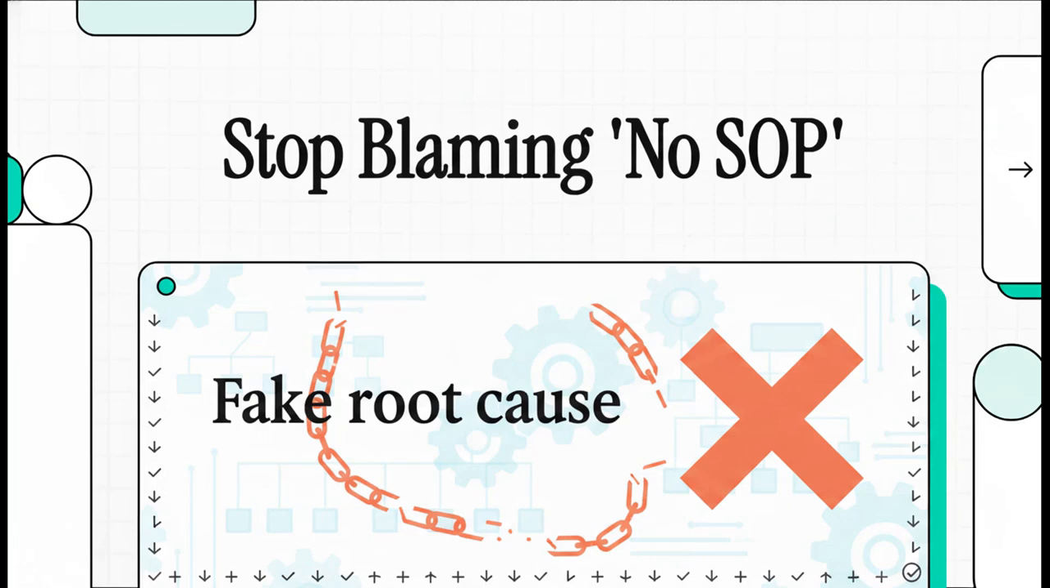Let's get right down to business today. We are setting a direct, no-nonsense hook right off the bat to completely tear down one of the most common and, frankly, the laziest root causes you're ever going to find in global audit reports. I'm talking about the classic excuse, blaming no SOP. Today, we're going to completely deconstruct this operational myth and explore exactly why the absence of a standard operating procedure is a totally fake root cause. Let's get right to it.